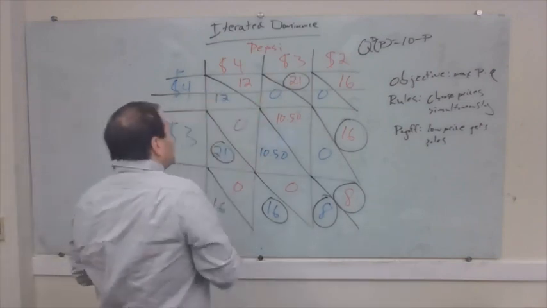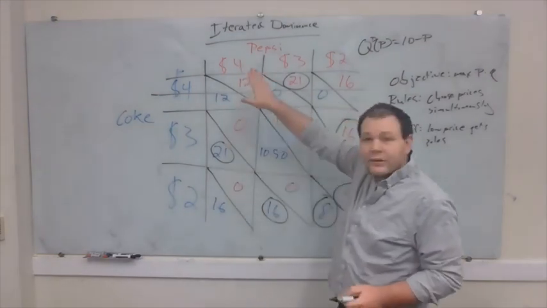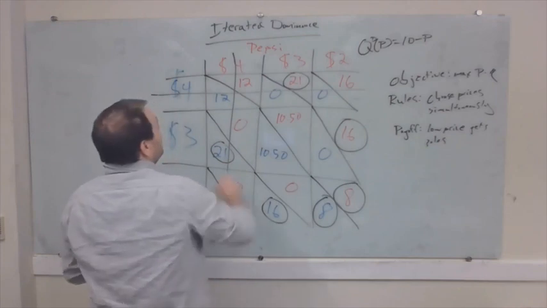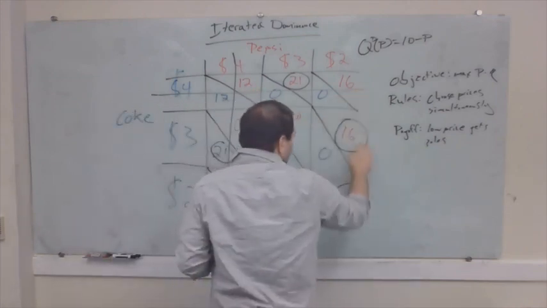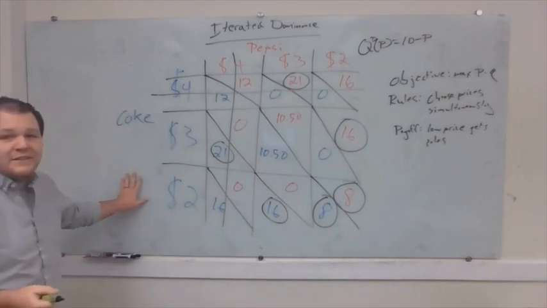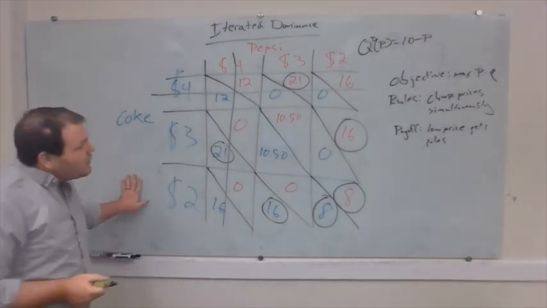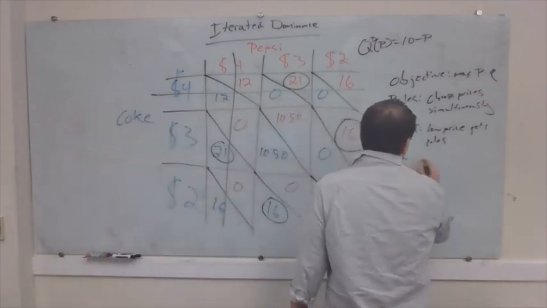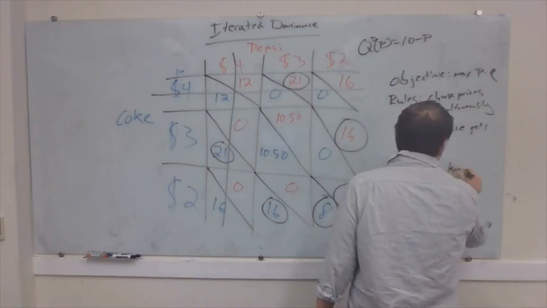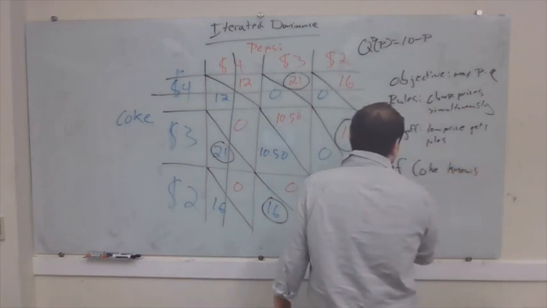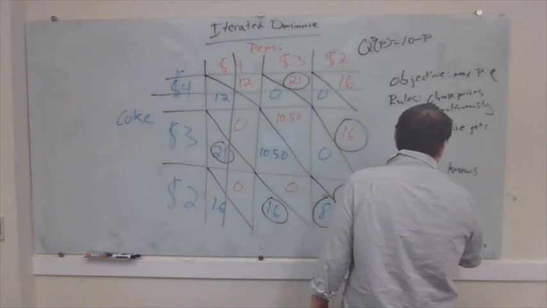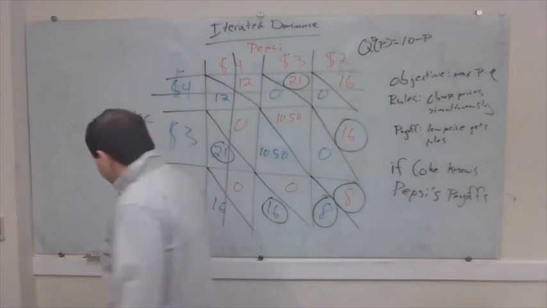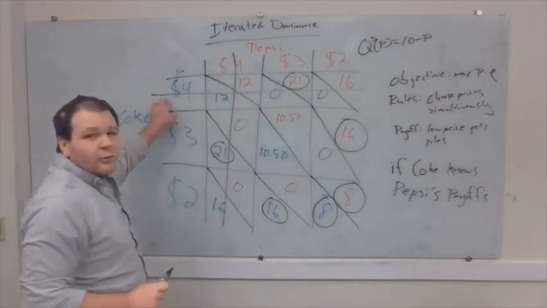For the same reason, we know that Pepsi is never going to charge $4. Again, it's strictly dominated. So we can take this out. $4 is going to be worse than $2, regardless of what Coke decides to do. So what do we know from here? Well, if Coke knows Pepsi's payoffs, then Coke knows that Pepsi will never charge $4.